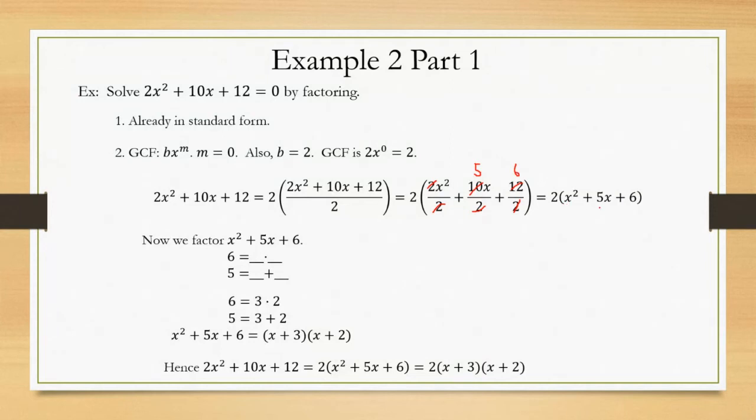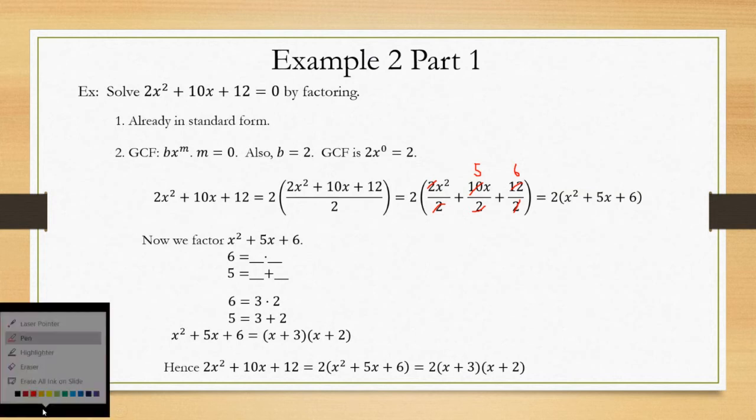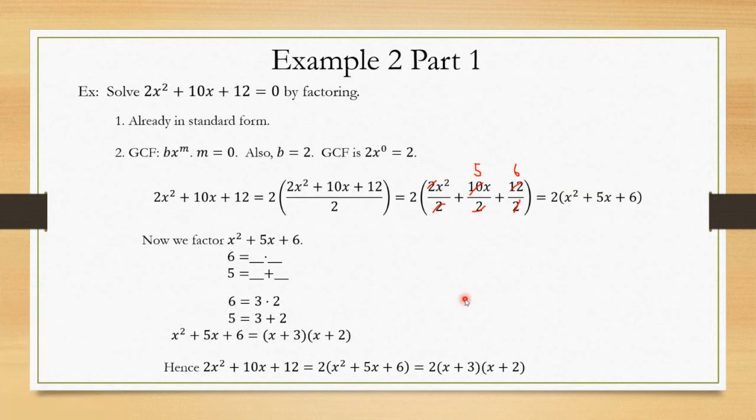So we get this here, 2 times x squared plus 5x plus 6. Good. So that's what we get here. And now, what do we do next? Well, let's now factor x squared plus 5x plus 6. Okay, so let's do that.